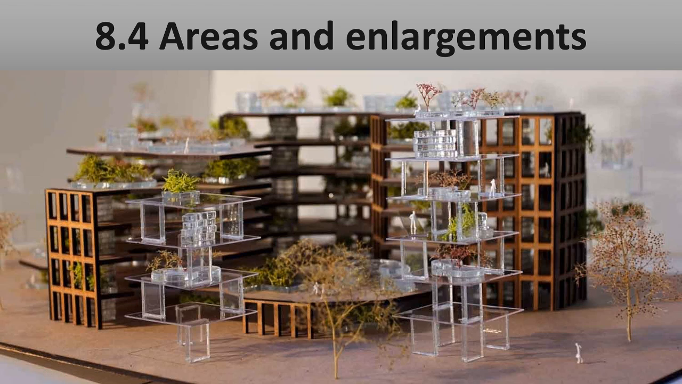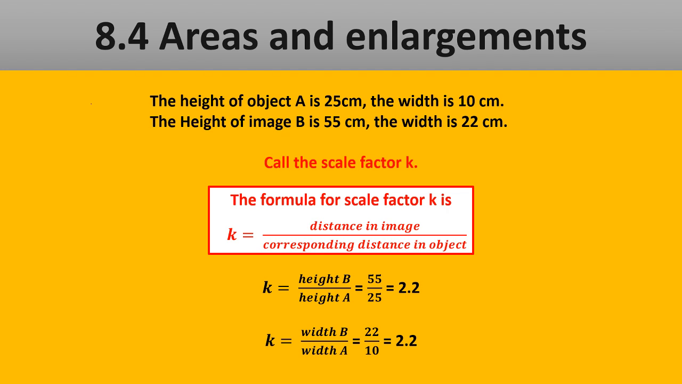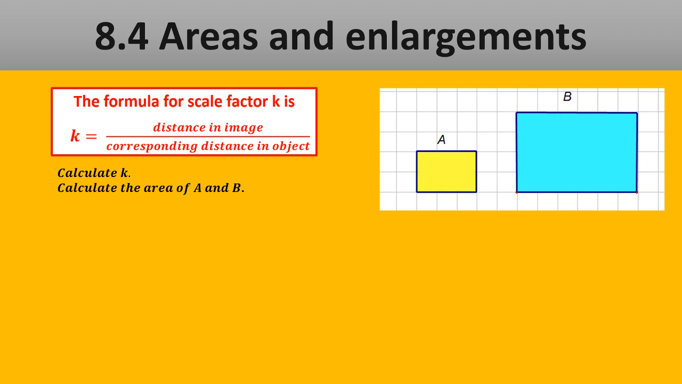Welcome back everyone. We're going to continue down the road with enlargements in 8.4, but now we're going to talk about enlargements and areas, where the first one was about just lengths, right? So this is what we did previous paragraph, and we said, well, K, the scale factor, is the distance in an image divided by the corresponding distance in an object.